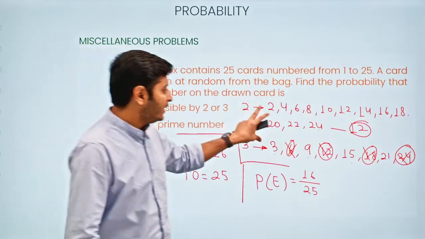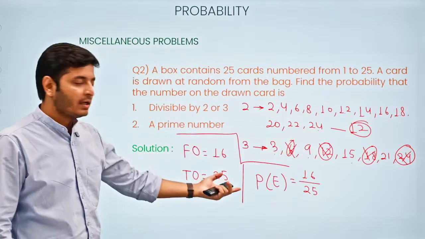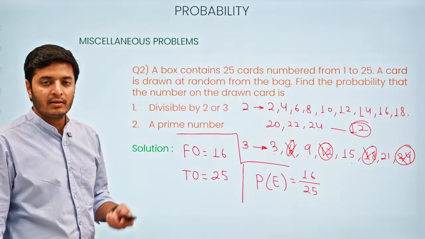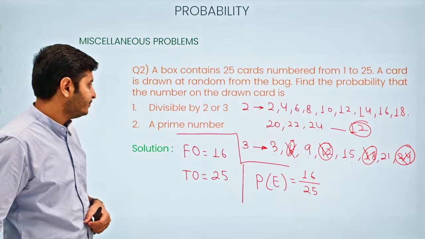If you add the numbers in both the lists, you will end up with 20 by 25, and then you would write 4 by 5 as your answer. That will be the wrong answer.